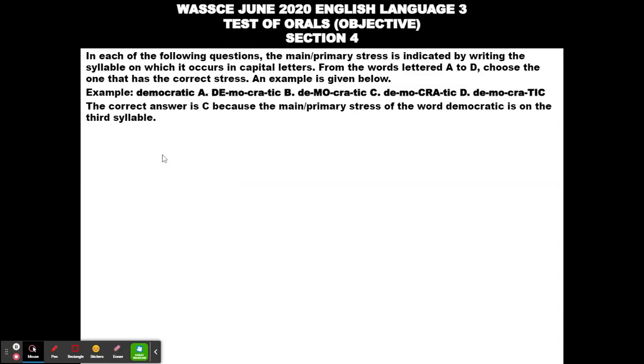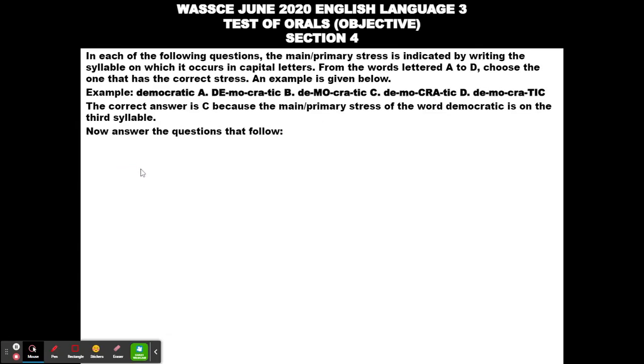Now, the correct answer is C, because the main or primary stress of the word democratic is on the third syllable. Well, third syllable from the beginning, but second syllable from the end. Okay.